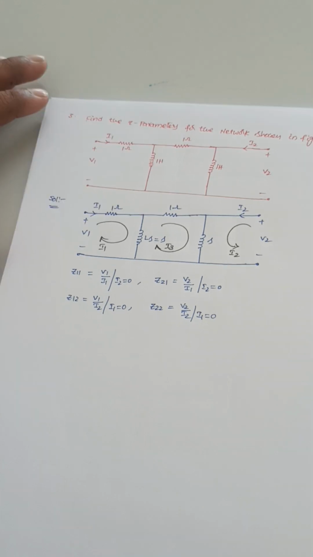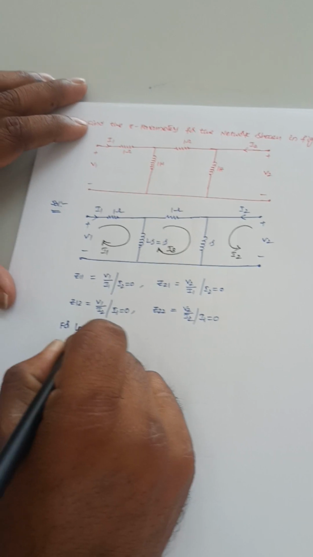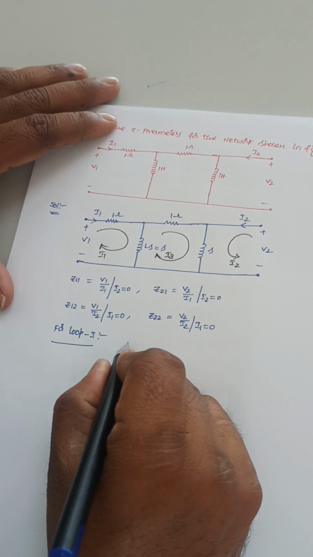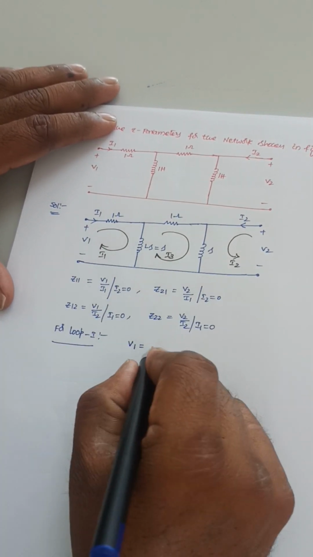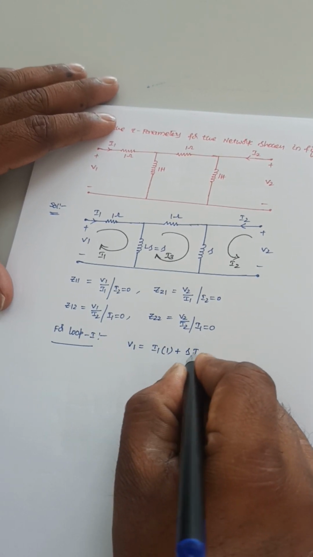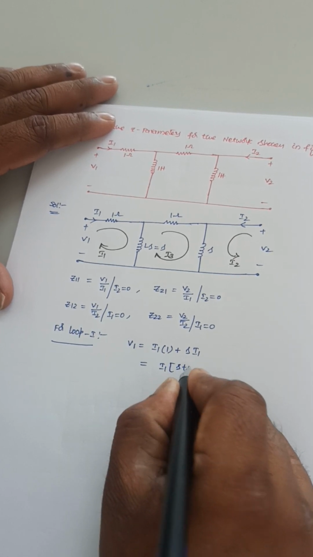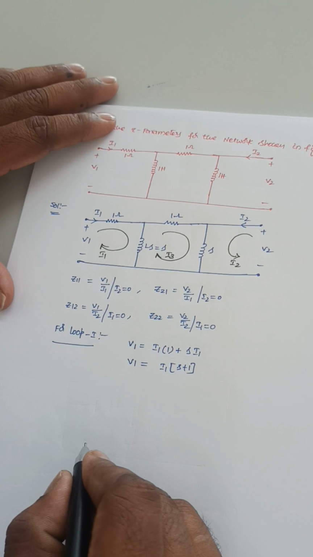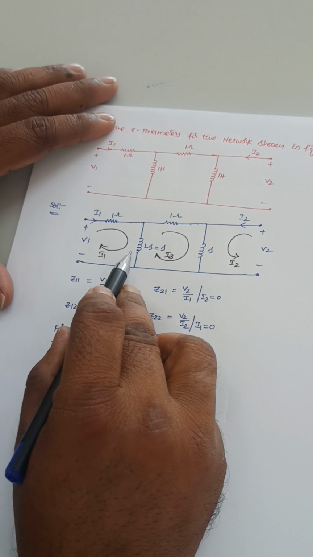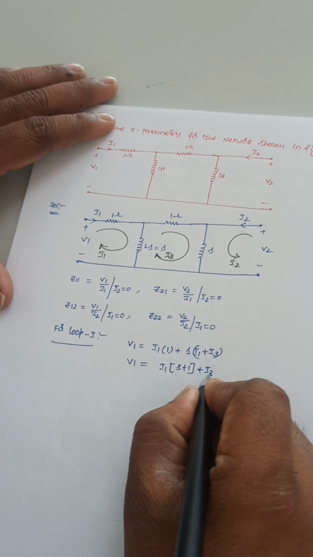So for loop 1, write the mesh equation for this. So here V1 is equal to I1 into 1 plus S into I1. So that is equal to, if I take I1 as common, S plus 1. So it is V1. Now let us represent it as S into I1 plus I3, it is I1 plus I3.